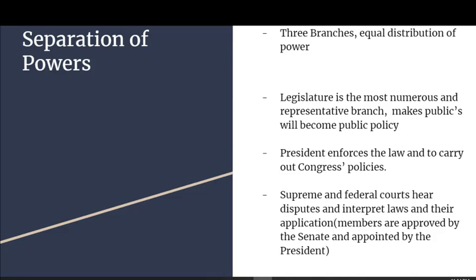Then we have the executive branch, which is mainly the president and the bureaucracies within the executive branch, where the president enforces the law and carries out Congress's policies. Next, we have the Supreme and Federal Courts, which is the judicial branch, where they hear disputes and interpret laws and their application. Members of the Supreme Court are approved by the Senate, but are initially appointed by the President.